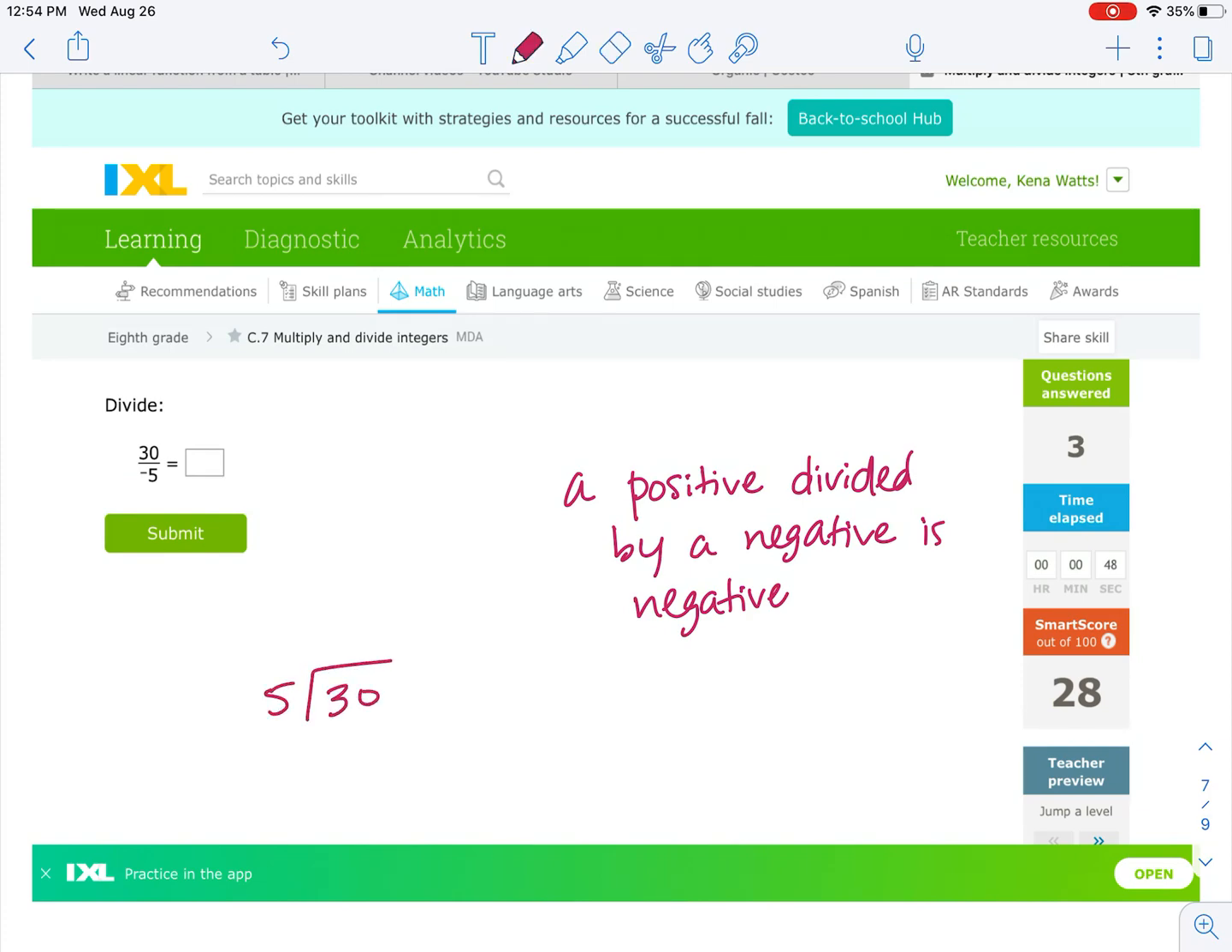If you want to set it up with long division, you set it up this way. Will 5 go into 3? No. Will 5 go into 30? Yes. 5 will go into 30 6 times. 6 times 5 is 30. Subtract it off. Remainder 0. What kind of 6 though? It's a negative 6 because we had that one negative number in the denominator, negative 5. So positive 30 divided by negative 5 is a negative 6.